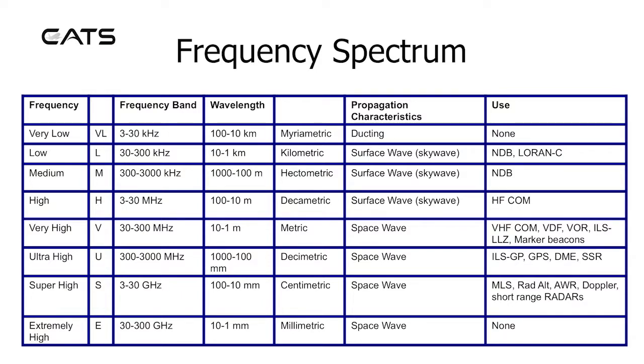HF comms is high frequency. VHF comm, very high frequency direction finding, VORs, the ILS localizer and marker beacons all use VHF. The ILS glide path, GPS, DME and SSR, the secondary radars, use ultra high frequency. And most of the other radar type radio aids, such as the microwave landing system, the radio altimeter, airborne weather radar, the Doppler navigator and short-range radars all use super high frequency.